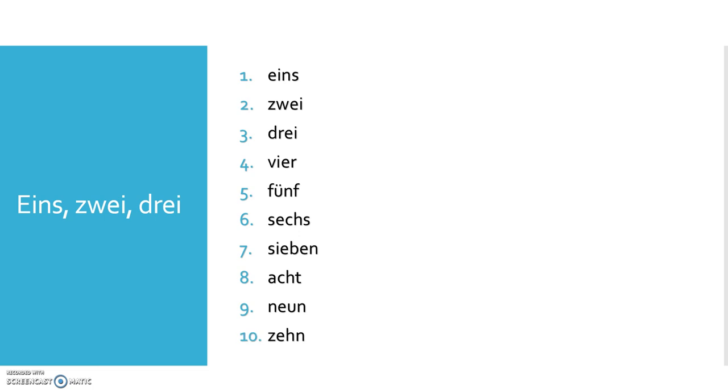And the number 10 is zehn. Okay, so H in the middle of the word, if it follows a vowel, never has a sound on its own. It just makes that vowel, preceding vowel, sound longer. Zehn. Let's go back from 10. Zehn, neun, acht, sieben, sechs, fünf, vier, drei, zwei, eins.